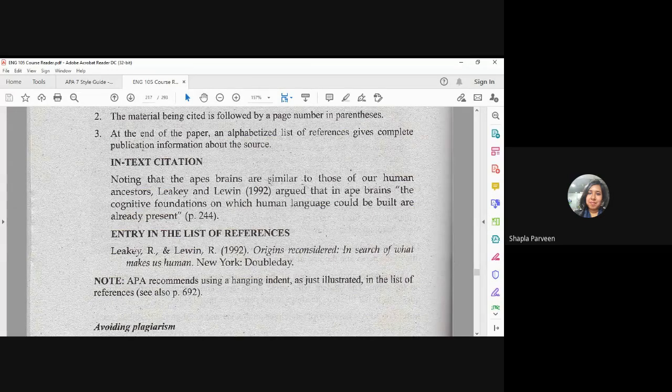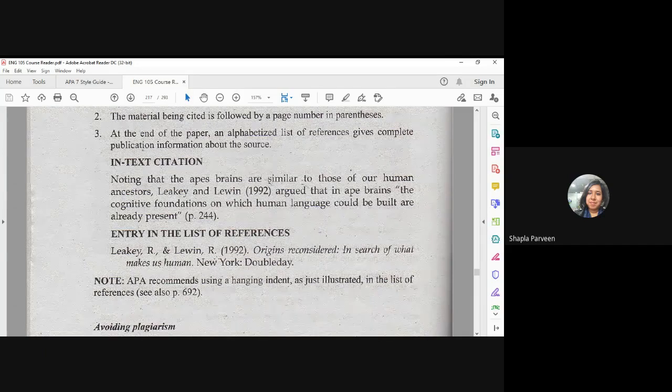So here you can say Leakey, comma, R. So R is the first name of the author, then dot, comma, and then the ampersand. You can see in the reference list, this short form of "and" is given, not A-N-D. That's an APA rule as well: when do you write "and" in word form, and when do you use this short form? This is also part of the APA rules, and you cannot make a mistake there. Then the last name of the second author, Lewin, and the first name also starts with R.